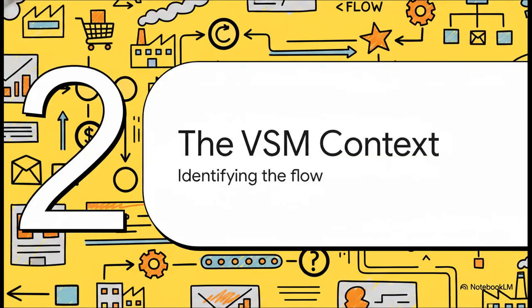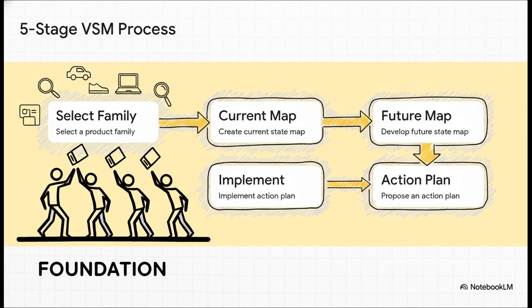Moving right along to Section 2, the VSM context, identifying the flow of value. Before we can isolate our target, we absolutely have to understand the broader context of the VSM methodology. According to the foundational research by Rother and Shook, value stream mapping is a 5-stage journey designed to completely root out non-value-adding activities. Step 1 is the selection of a product family.